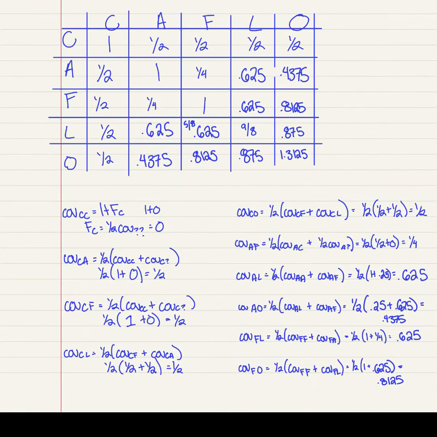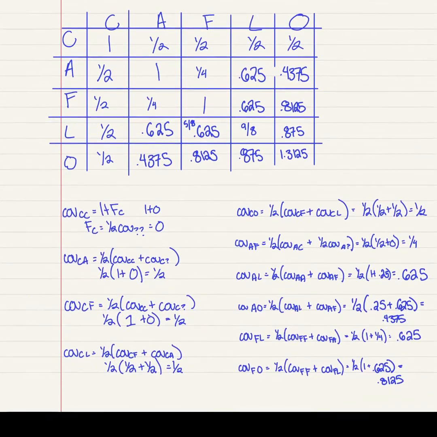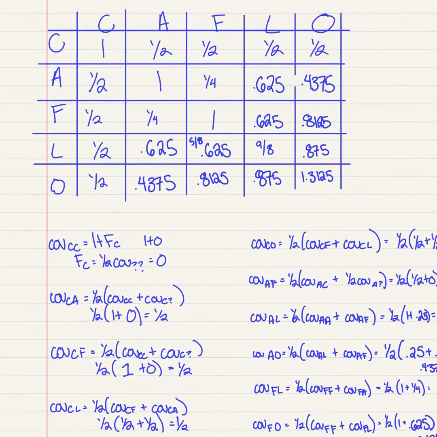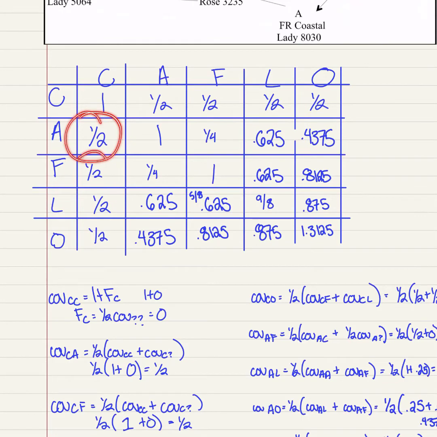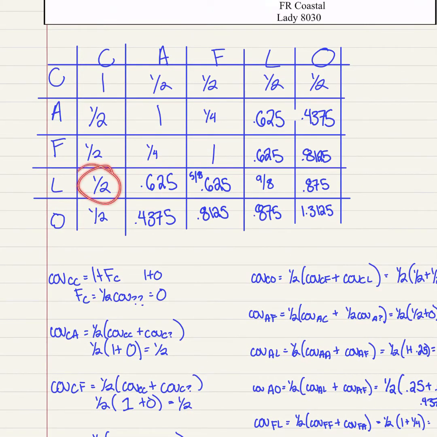The covariance of C with L, so we go and look at L's parents. L's parents are F and A. So the covariance of C with L is going to be half times the covariance of C and F, plus the covariance of C and A. And we already calculated those to be a half and a half. So a half times a half plus a half is in fact a half. So that goes right here.